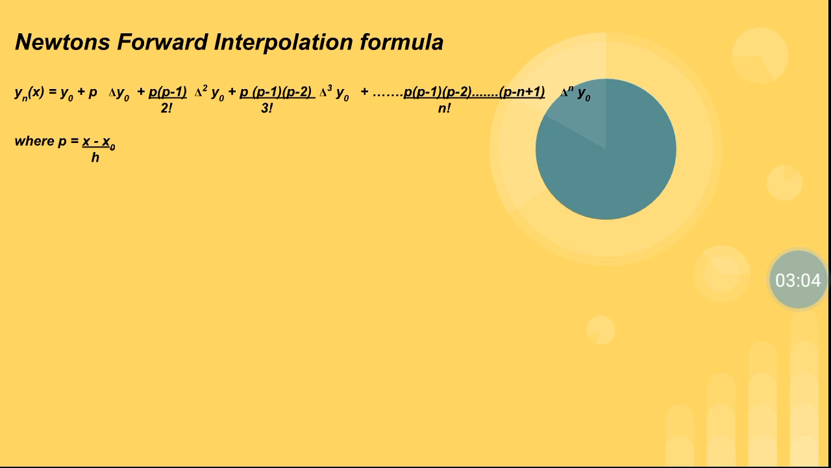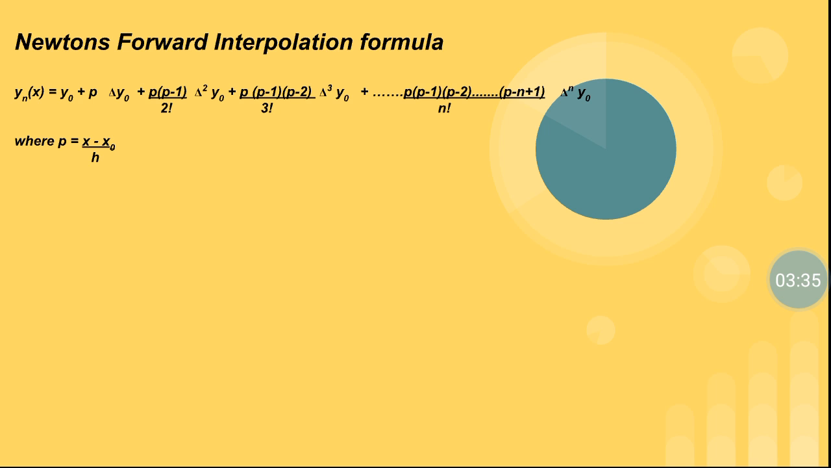Now Newton's forward interpolation formula says that yn of x is y0 plus p delta y0 plus p into p minus 1 upon 2 factorial into del 2 y0 plus p into p minus 1 into p minus 2 upon 3 factorial into del 3 y0 plus and so on. Del 1, del 2, del 3, del 4, del 5, all these values can be obtained from the difference table.